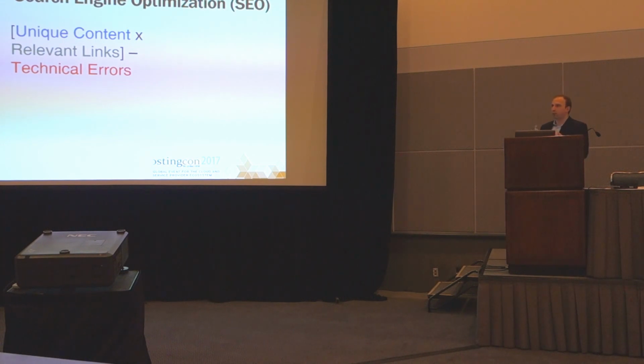Of course, as many know, Google's formula is actually very advanced. But it could be summarized very easily into what I have up here, which is unique content times relevant links minus technical errors. So what does that mean? That means how high you are on Google, in a very broad sense, depends on how much unique content you have that Google thinks is relevant to that keyword, and how many relevant and authoritative sites link to you. It's as simple as that.